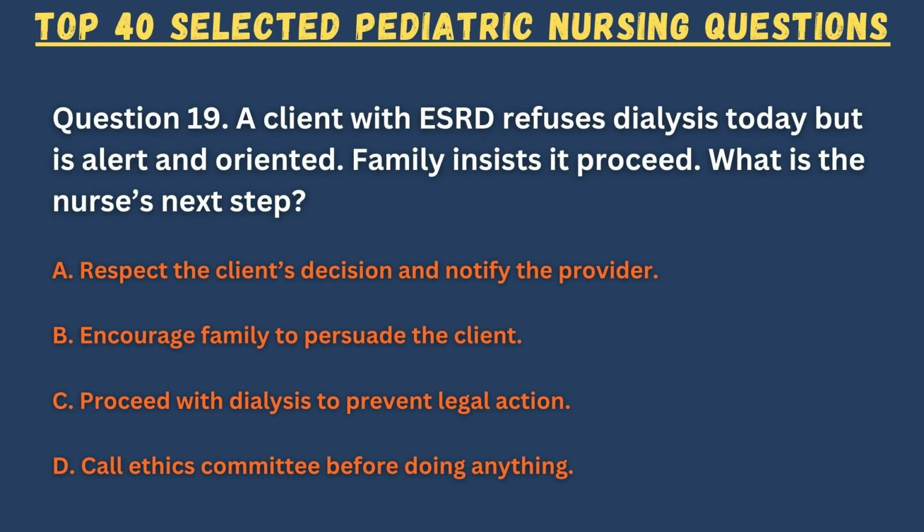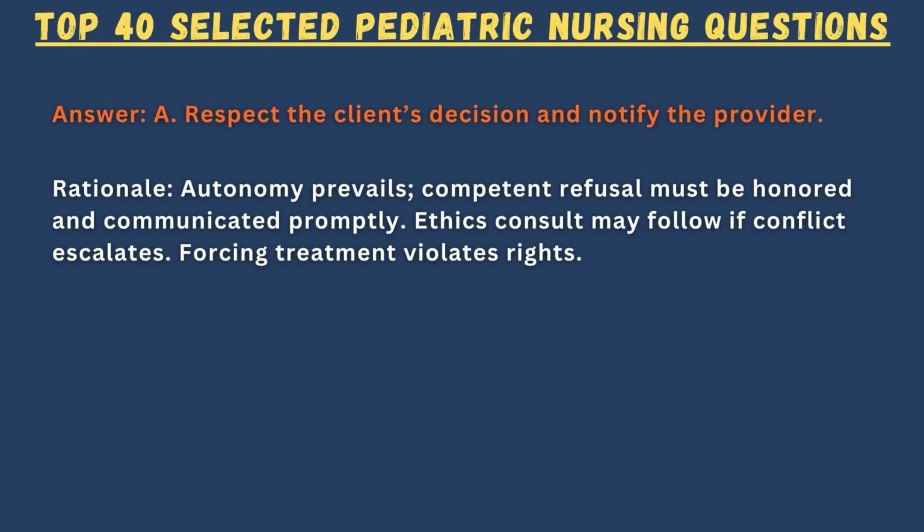Question 19. A client with ESRD refuses dialysis today, but is alert and oriented. Family insists it proceed. What is the nurse's next step? A. Respect the client's decision and notify the provider. B. Encourage family to persuade the client. C. Proceed with dialysis to prevent legal action. D. Call ethics committee before doing anything. Answer. A.